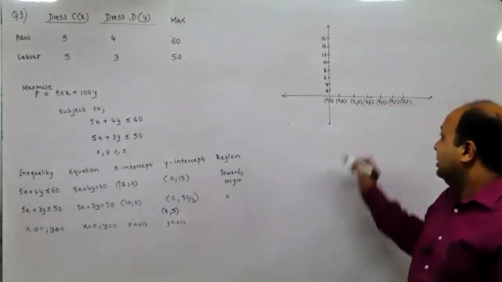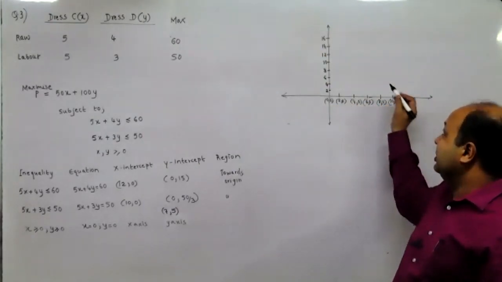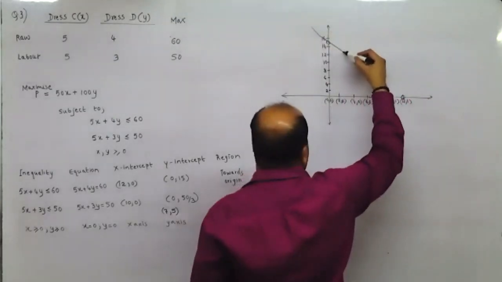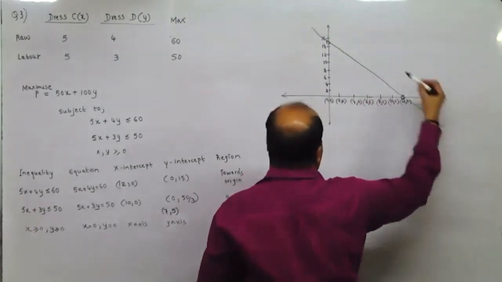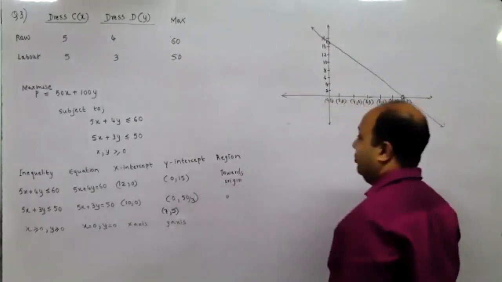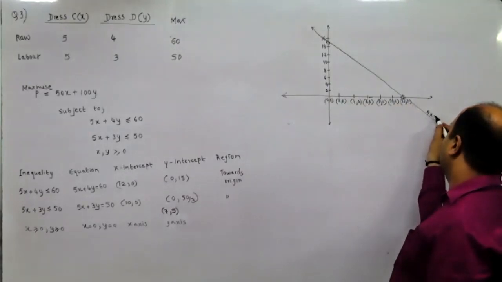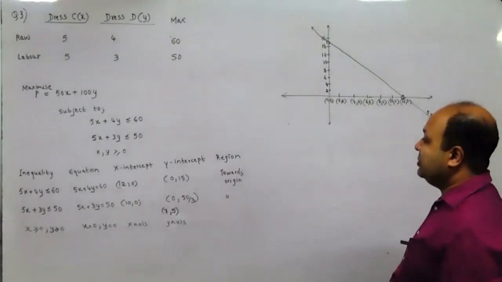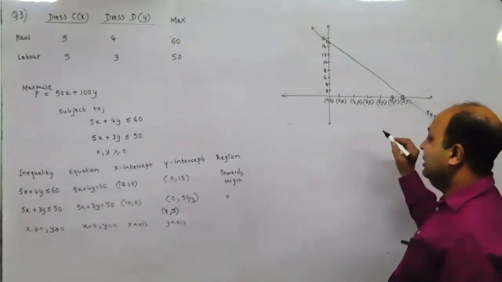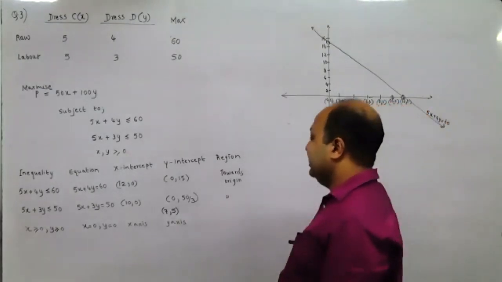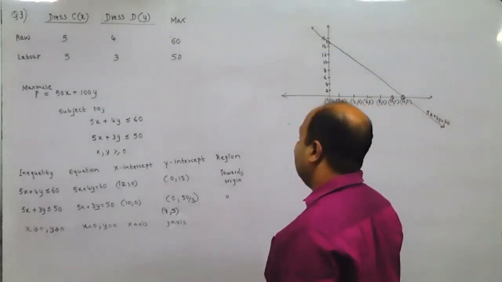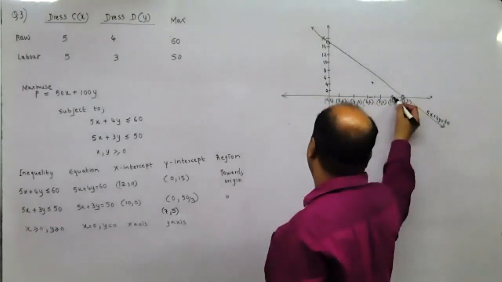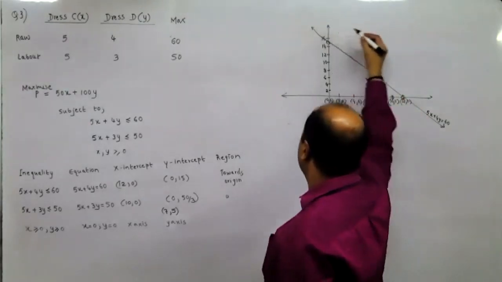Now 12, comma 0 is here and 0, comma 15 is here. Then 5x plus 10, comma 0 is here and 0, 50 by 3. 50 by 3 means it is roughly 16.66. I'll take 7 and 5 here, and 10, comma 0, and this is 16 point some term.